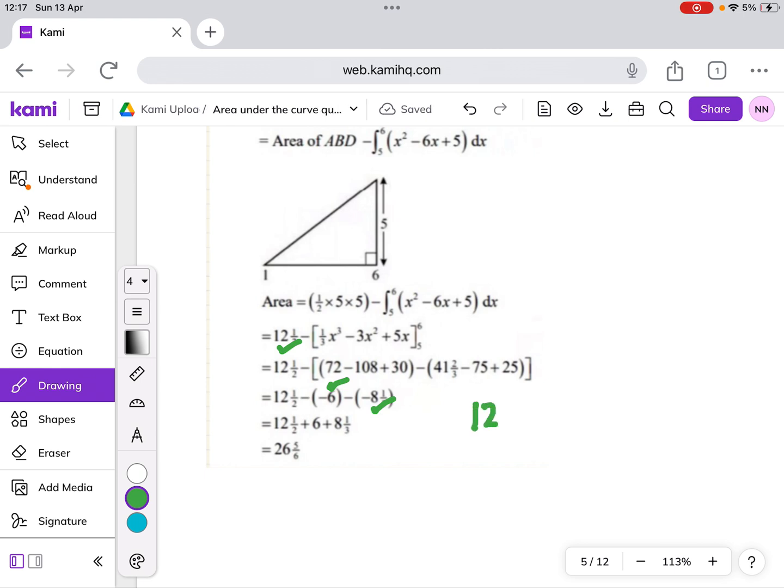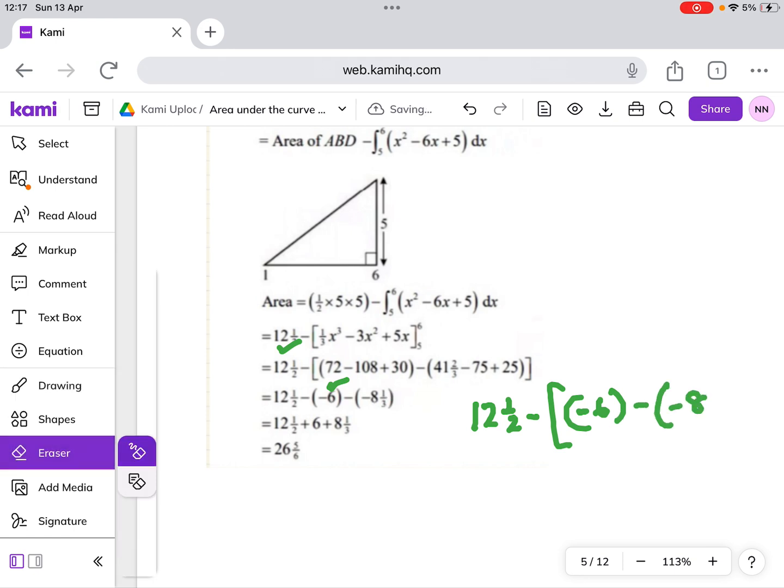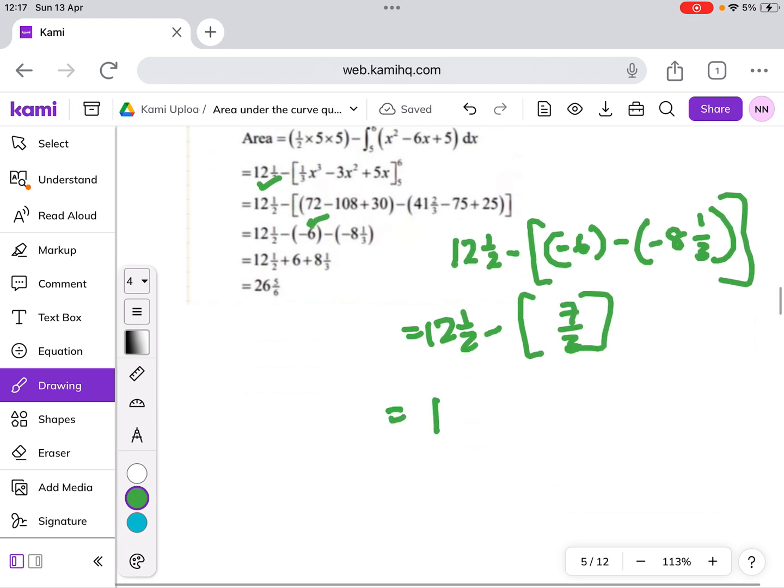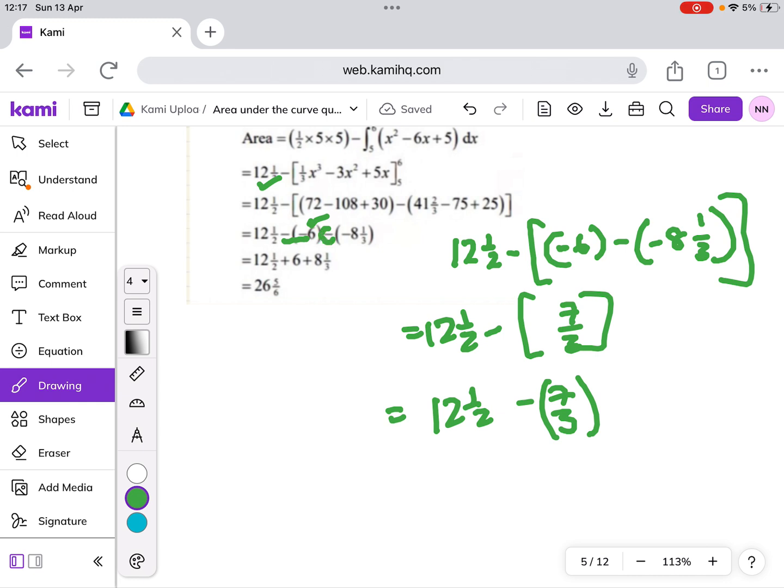So it should be 12 1/2 minus, and here's the bracket, minus 6 minus minus 8 1/3. That all ended up as 7 over 3, so it should be 12 1/2 minus 7 over 3. What they've done is do minus minus, and then that should have changed to a plus, and then that's still a minus.